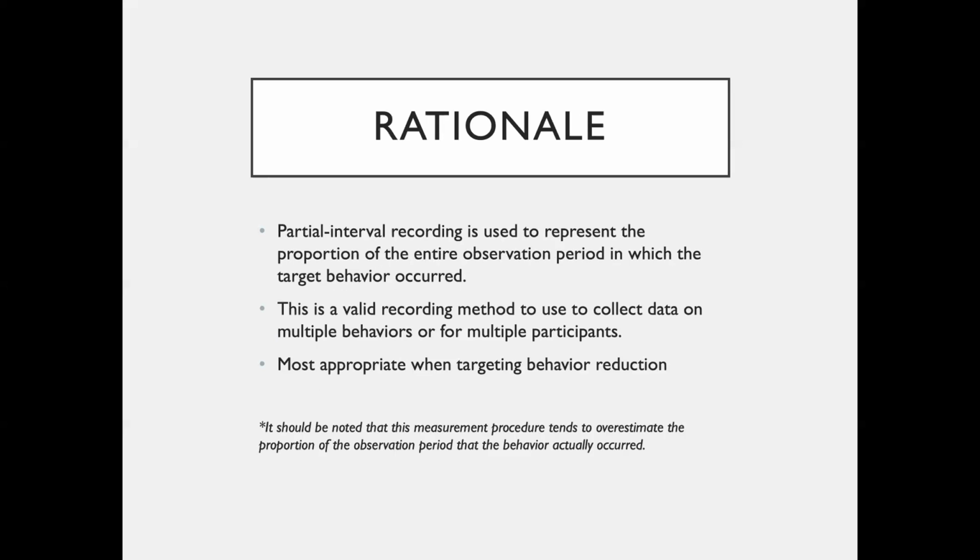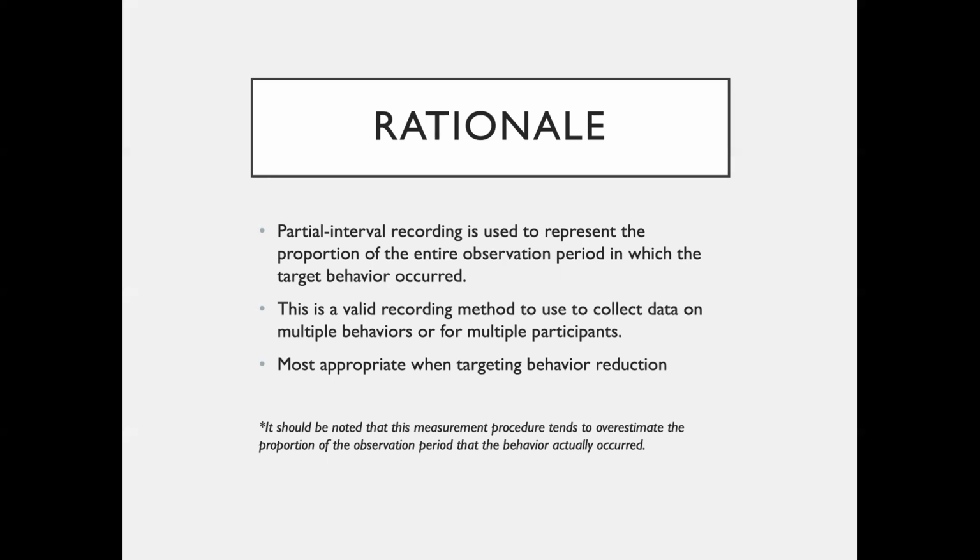So, reasons to use partial interval data. It's used to represent the proportion of the entire observation period in which the target behavior occurred. It should be noted that it may overestimate the proportion of the observation period. This is helpful when you're targeting behavior reduction strategies. And this is also a valid recording method to use to collect data on multiple behaviors or for multiple participants.